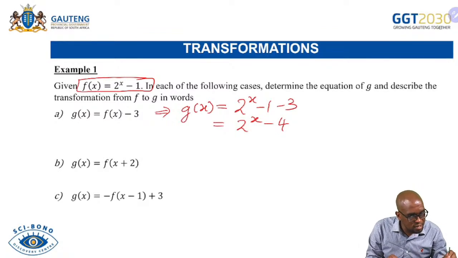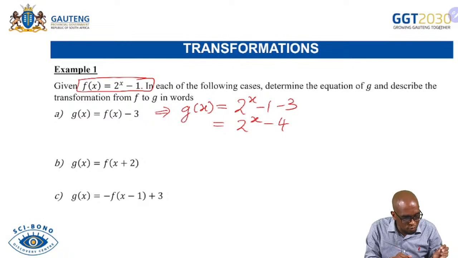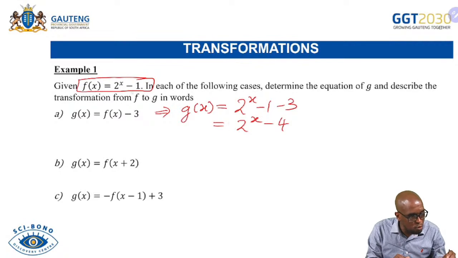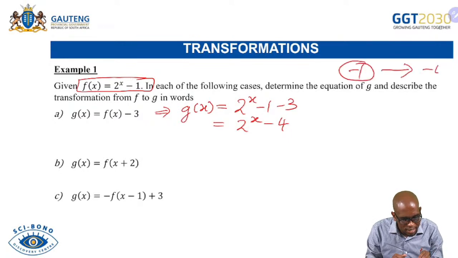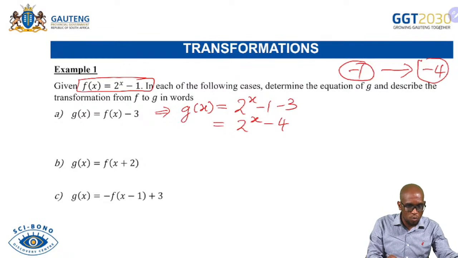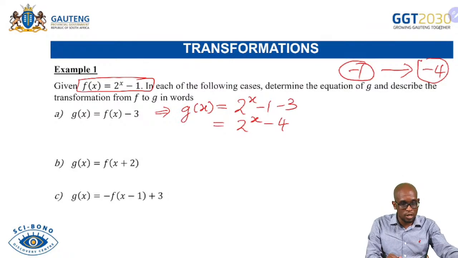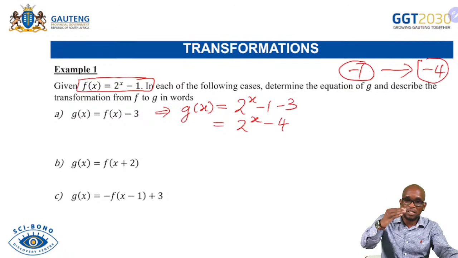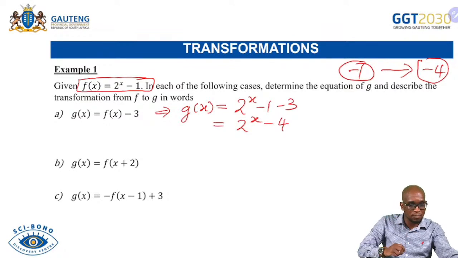What happened here is that you moved this graph. 2 to the x is the same for both f of x and g of x. But now minus 1 changed and became minus 4. Why would minus 1 change and become minus 4? It means that it was moved downwards by 3 units.